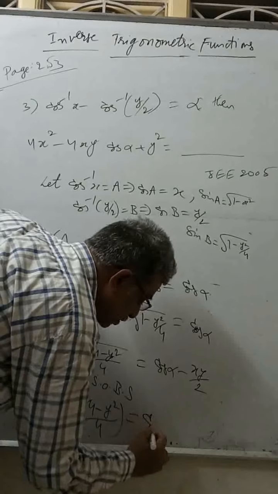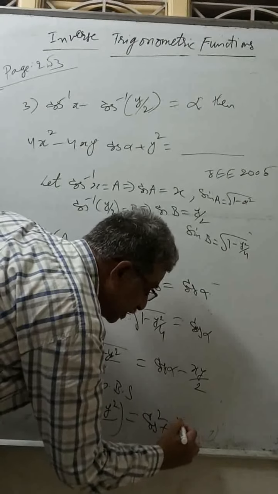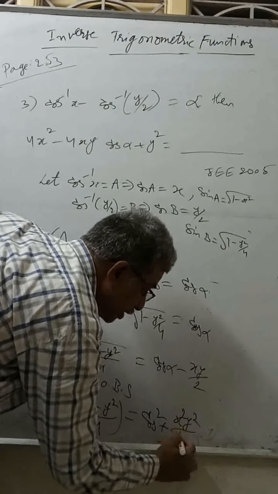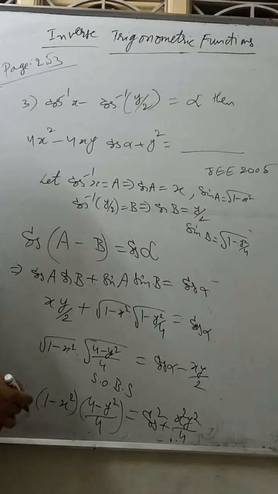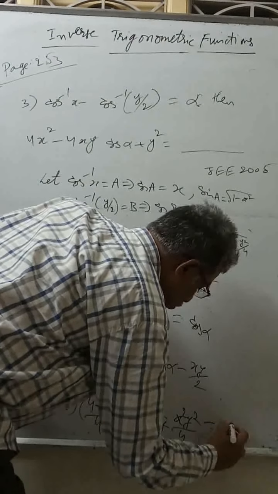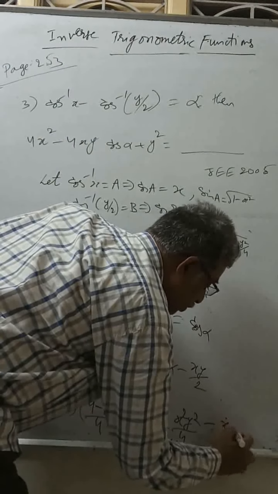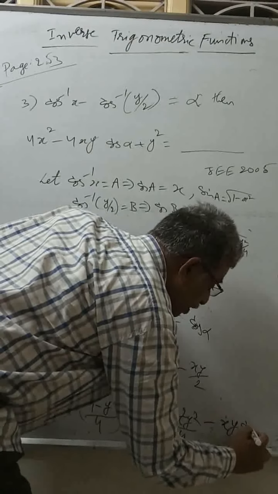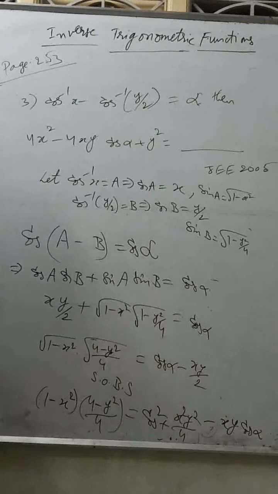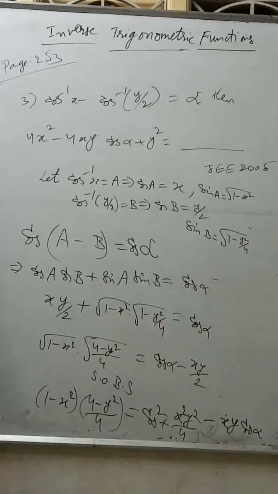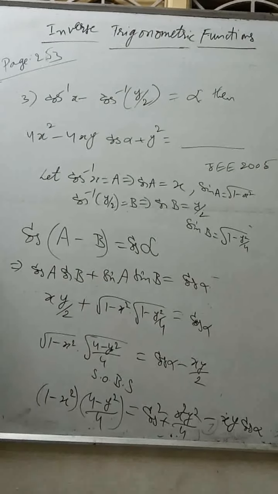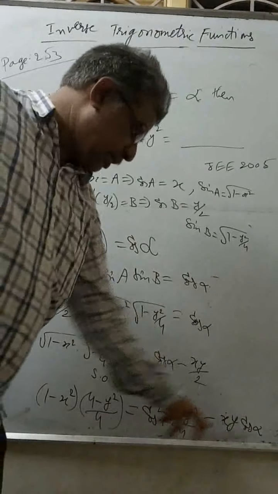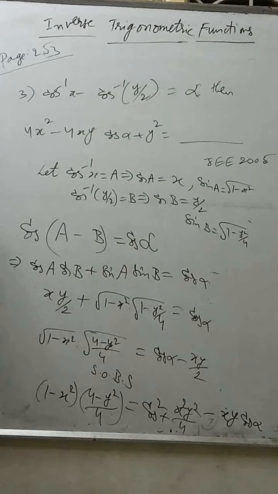a square cos square alpha plus b square x square y square by 4 minus 2ab into cos alpha into xy by 2. So the 2 cancels, xy cos alpha minus xy cos alpha. Now I will take the 4 LCM and cancel the 4 on both sides.